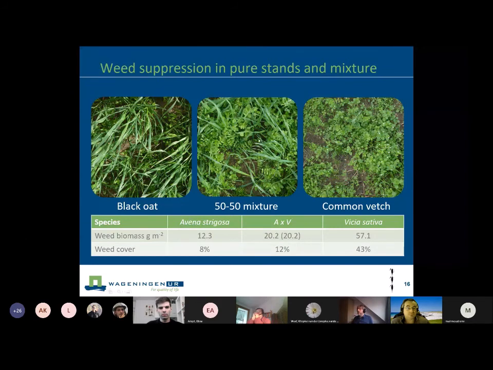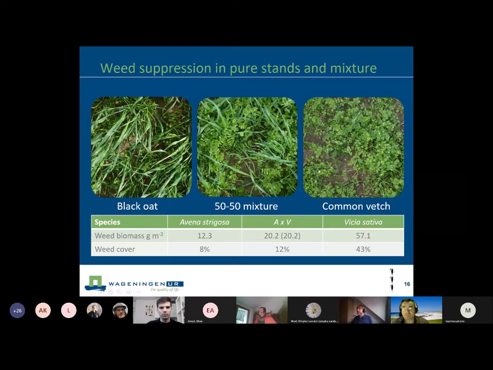And this is the same combination, well, not exactly the same combination here. Black oat is used as a pure stand, again in combination with common vetch. This is the 50-50 mixture. This is the amount of biomass found in black oat in the pure stand. This is the amount found in common vetch. And this is the amount found in the mixture. And this is the harmonic mean. So it exactly corresponds to that. So this clearly shows what is going on in the mixture.